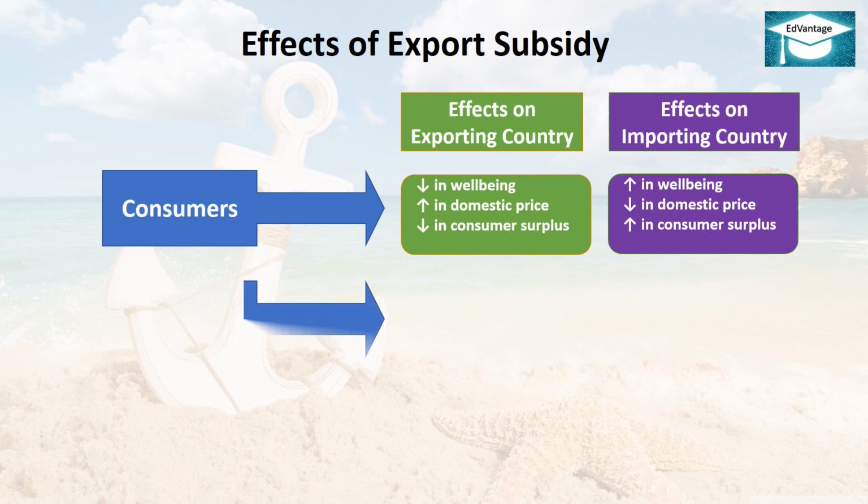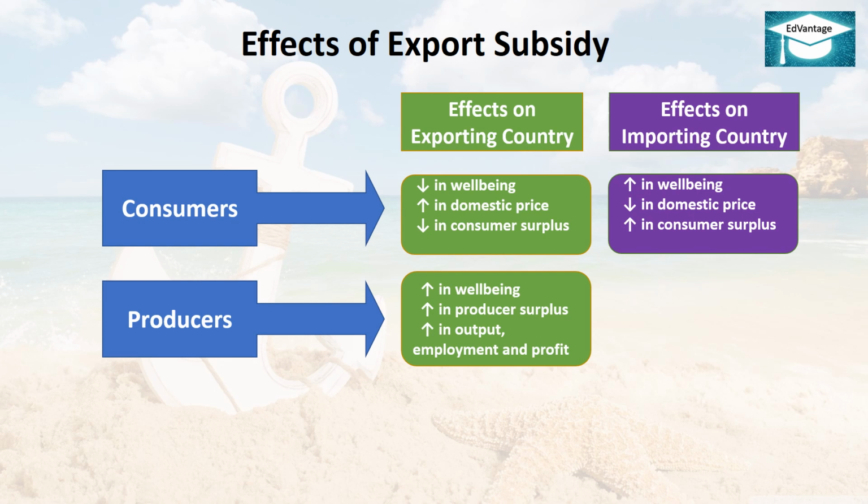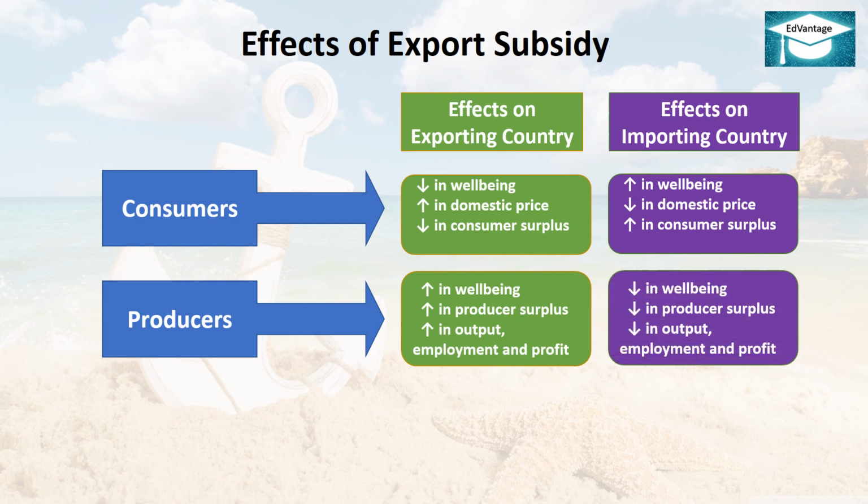2. Effects on exporting country producers. Producers start exporting their goods as a result of export subsidy, and thus it results in increase in producer surplus. The reverse happens in case of importing country producers.